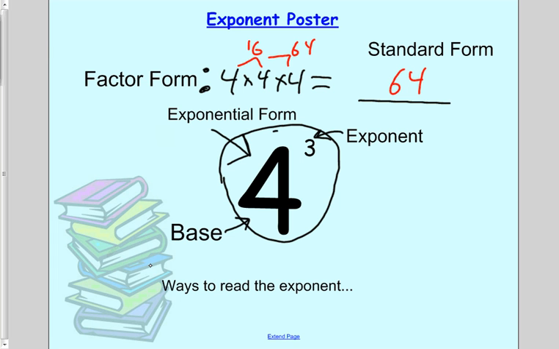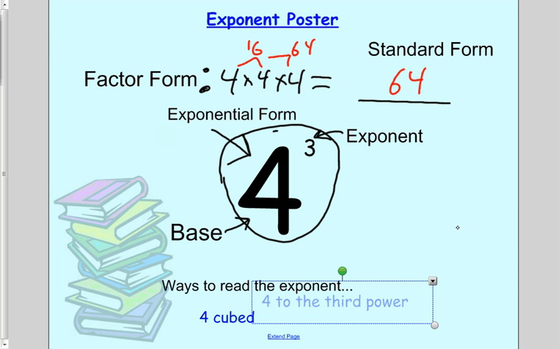Ways to read this exponent. One way would be 4 cubed. Anything to the power of 3 we say is cubed. And then also, the other way that I can read this is 4 to the third power. Power is just how we refer to exponents.